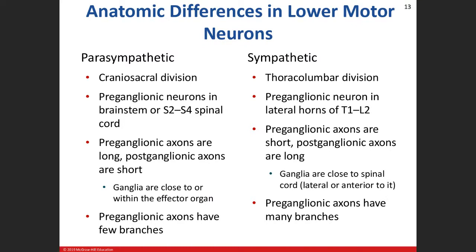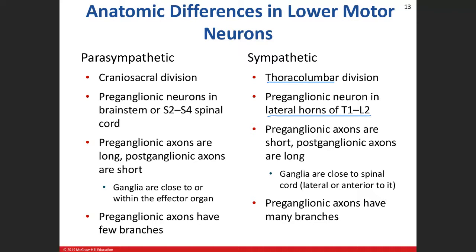We go over here to the sympathetic. We call that the thoracolumbar division. The preganglionic neurons reside in the lateral horns of T1 through L2. Now, you may not remember this, but when we were labeling the gray matter in lab class on Tuesday, I said that the lateral gray horn is only present from the levels of T1 to L2. So that's true. That's where these preganglionic neurons come from. Their cell bodies reside in the lateral horns there of T1 through L2.